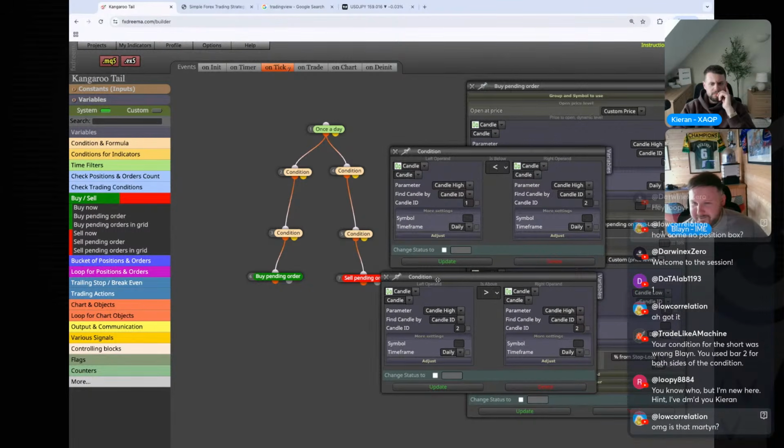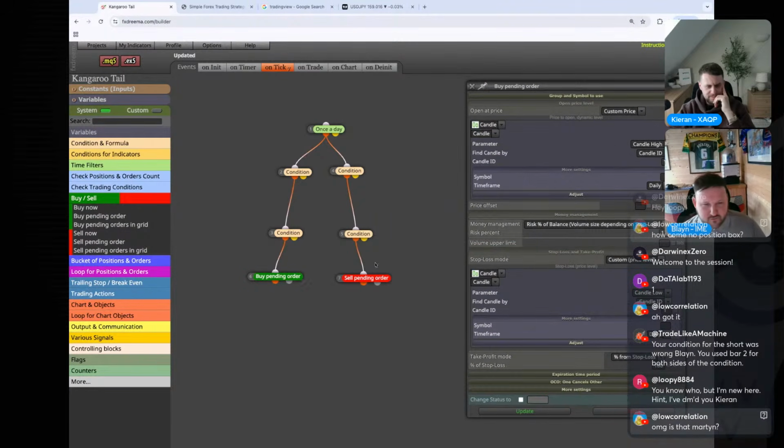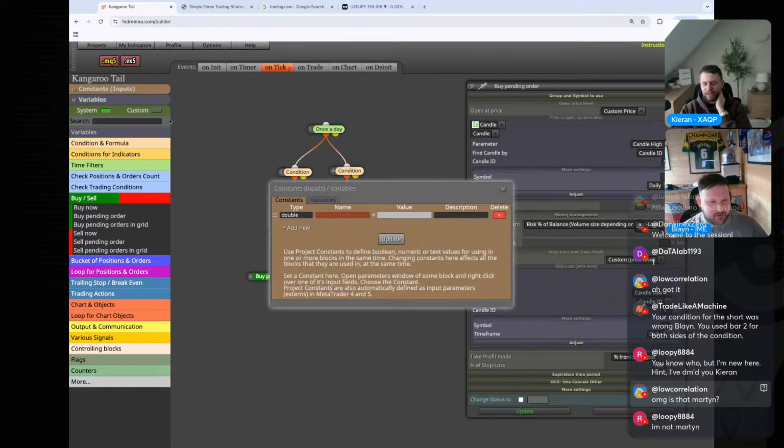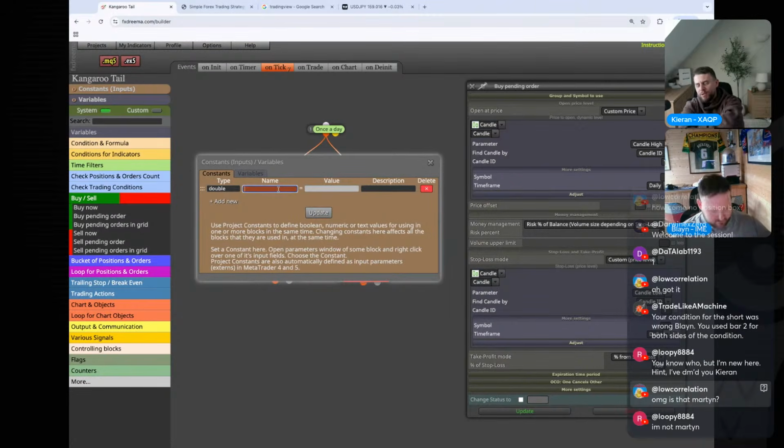Thank you for pointing that out. The high of 2 is above the high of 3. Thank you, Martin, for correcting me on that one. What would we do without Martin Tinsley? Oh, I know. I'd have been testing this and be like, what's going on? Thank you, Martin. Loopy, you're not Martin.